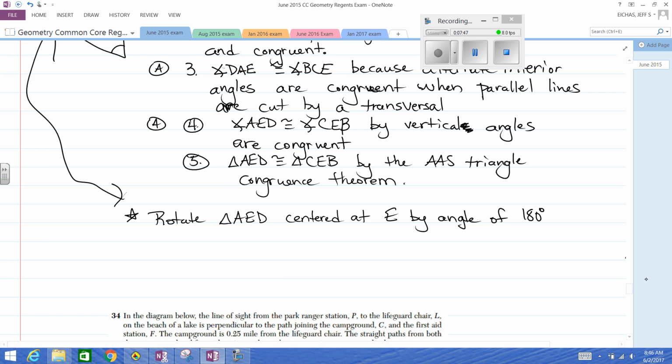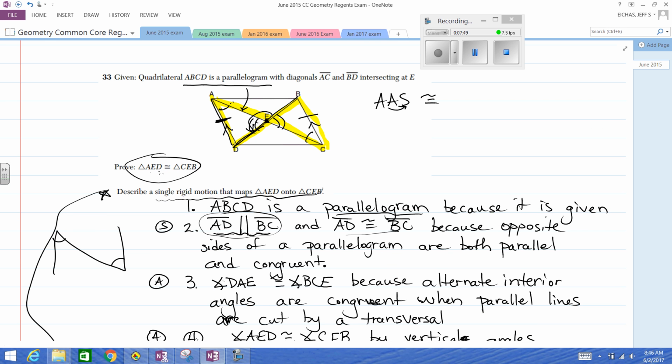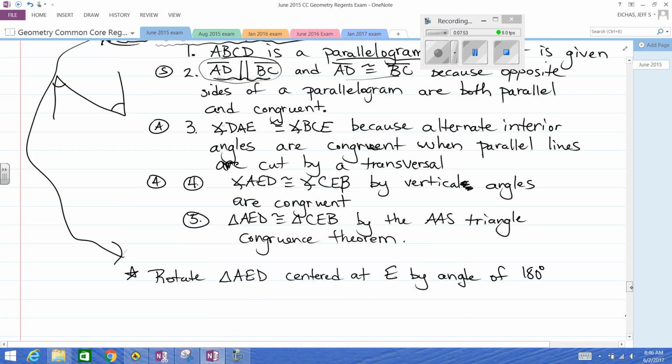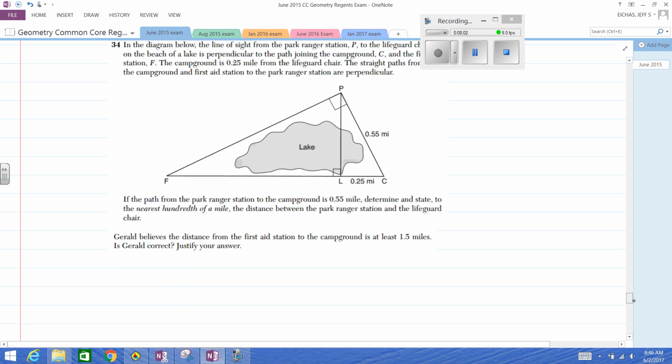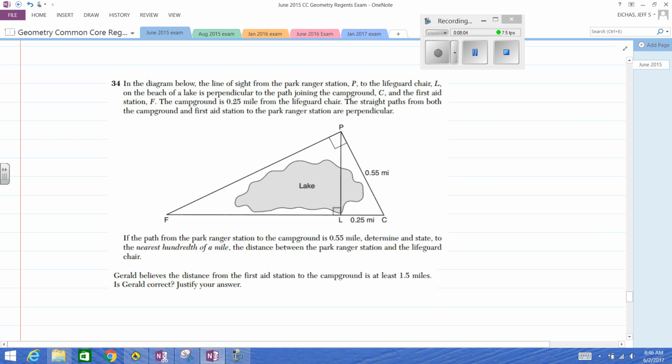Now when it says describe, it is not okay to just say rotate. That is not complete. You have to have a center when you rotate. You have to have an angle when you rotate. So make sure that we do that. All right, moving on to number 34.